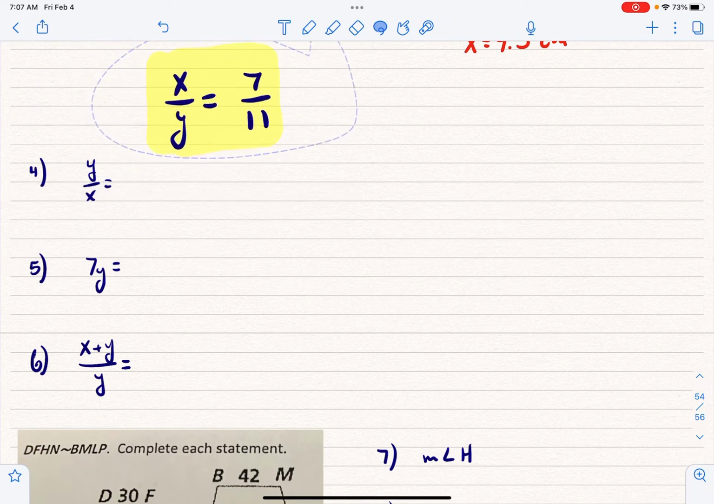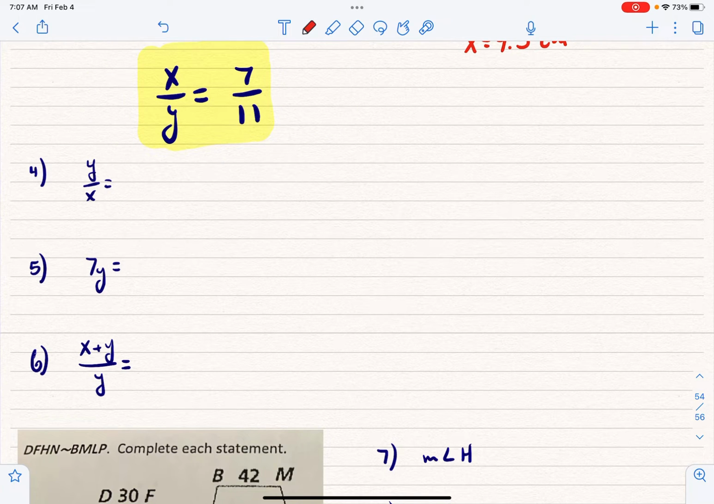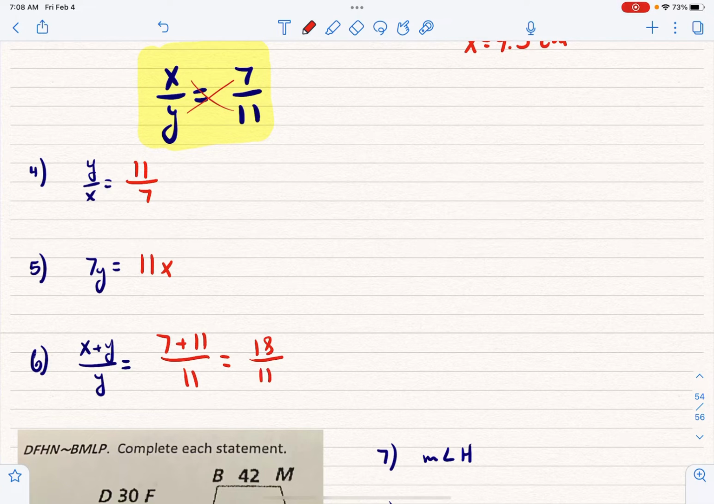There we go. Okay. And so from that, we're trying to figure out what we do with these other things. Well, the first one says y over x. If it's y over x, then the other side is going to be flipped as well, so this is going to be 11/7. If it's 7y, well, they got that by cross multiplying here and here. So 7y is going to be equal to 11x. And for (x+y)/y, all they did was add the denominator to the top. So we do the same thing. We get (7+11)/11, which is the same thing as 18/11.